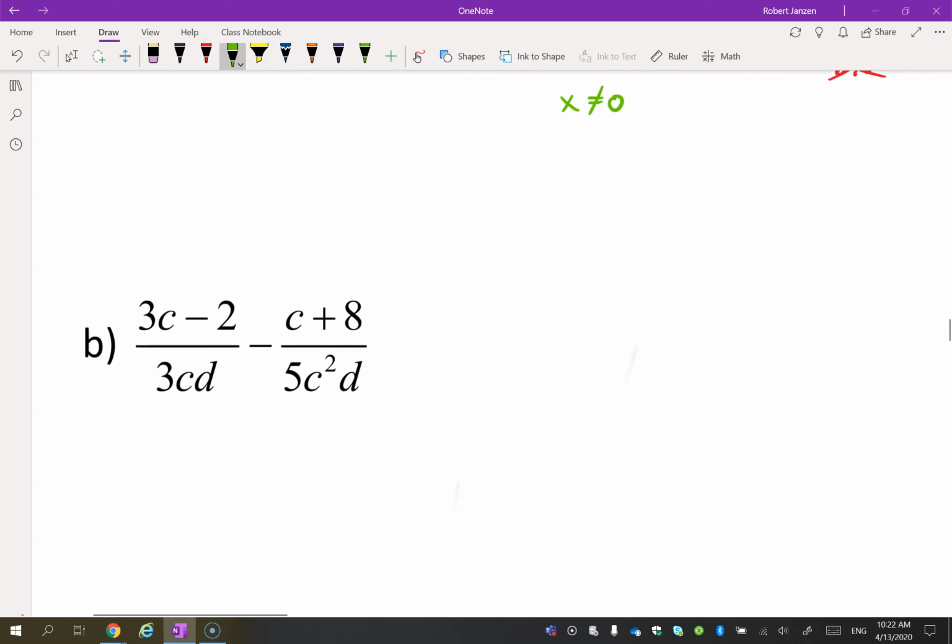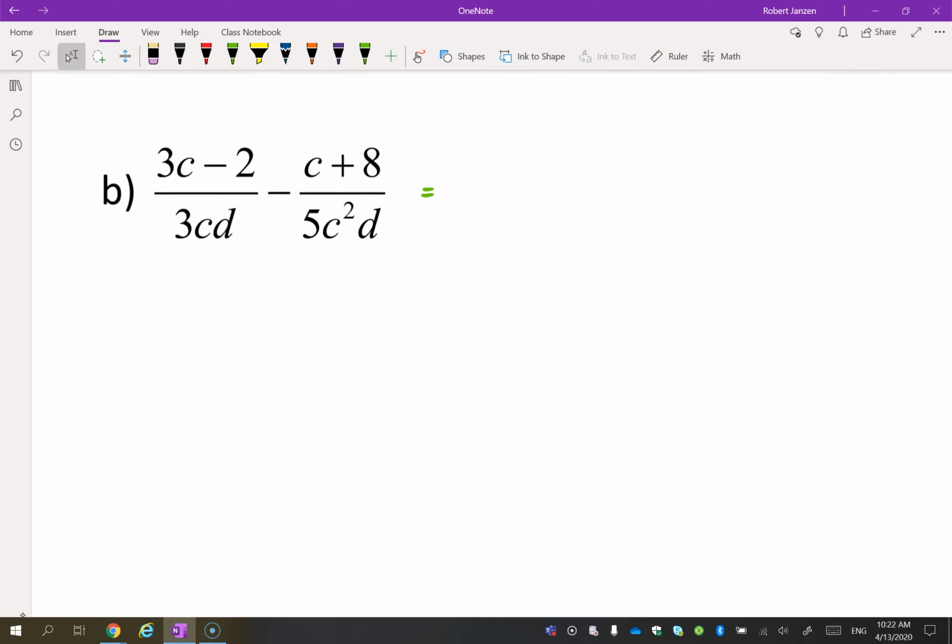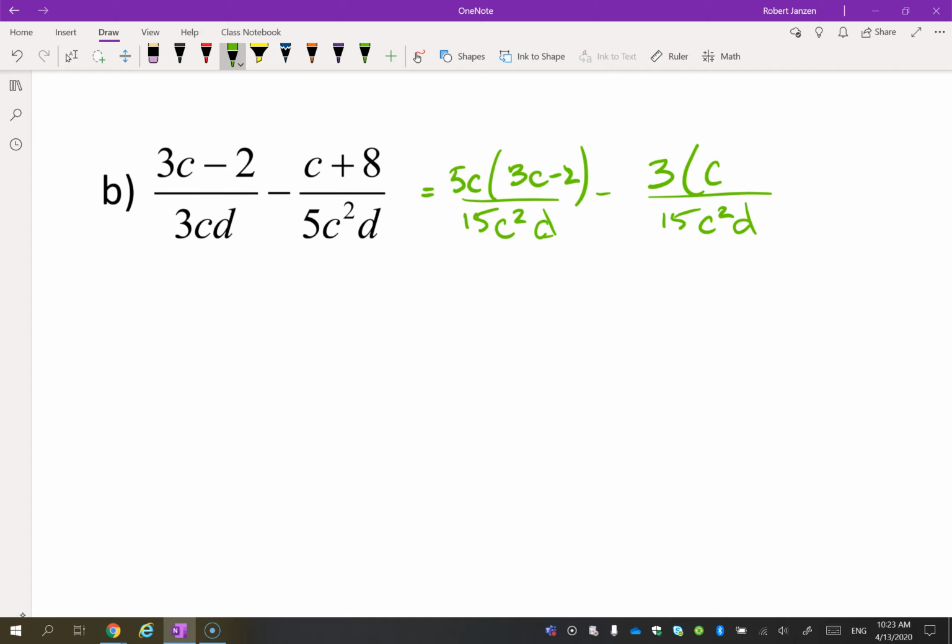Okay? Let's try another one. What is my LCD here? Looks like I need a 15. Looks like I need c squared and a d. Then I check, what did I multiply by here? I multiplied by 5c, so let's multiply the top by 5c. And then, what did I multiply the second one by? It looks like 3, so I'm going to multiply this by 3. So that's sort of the initial step.